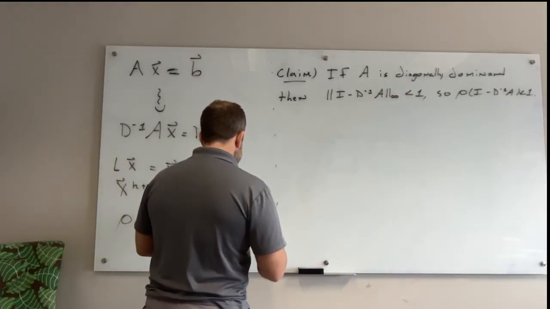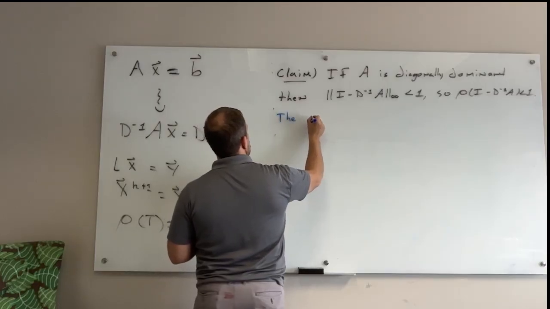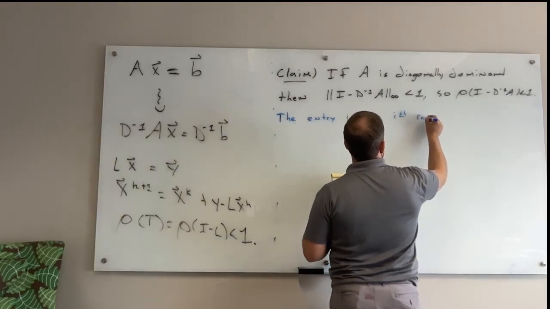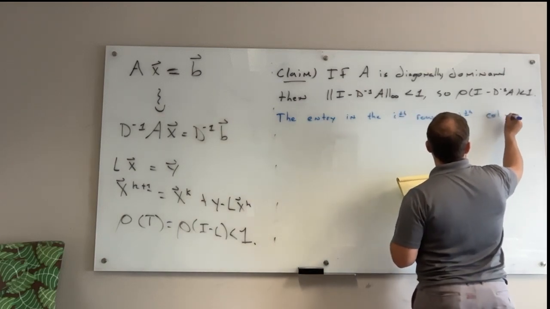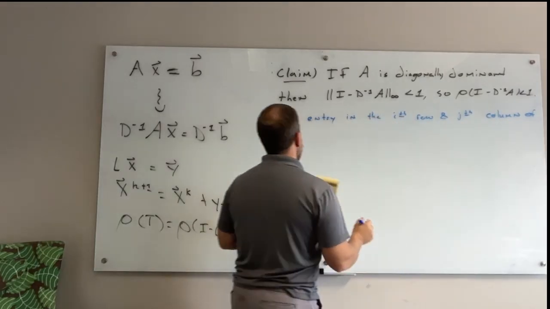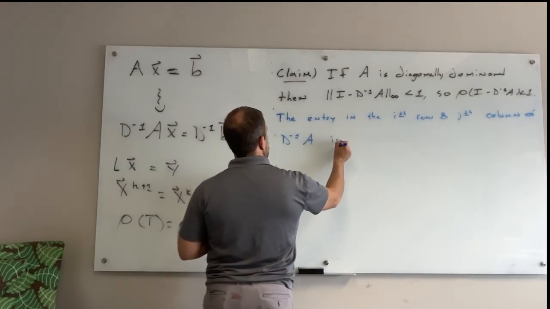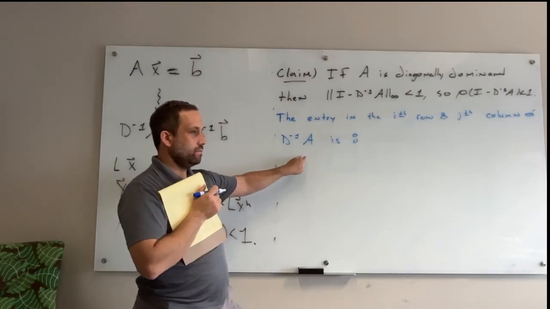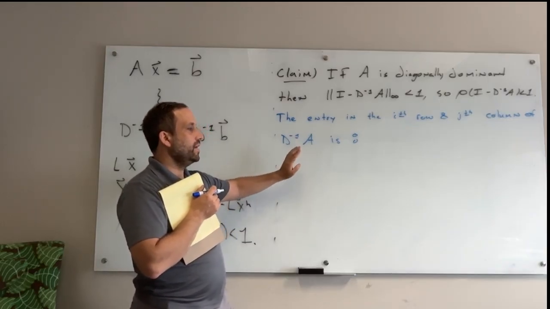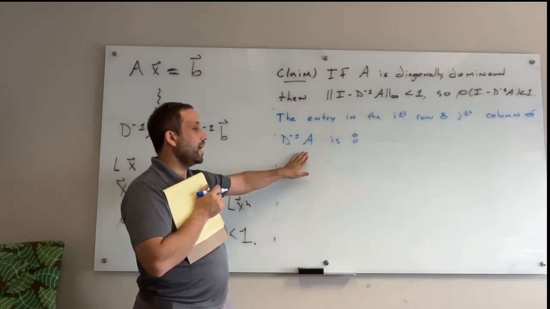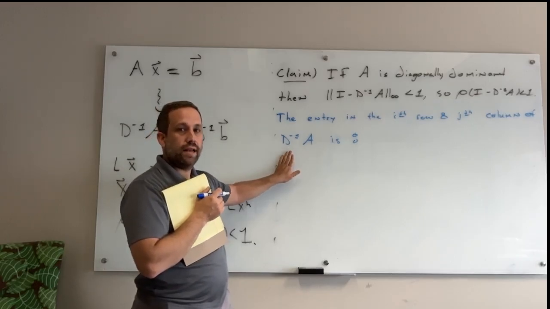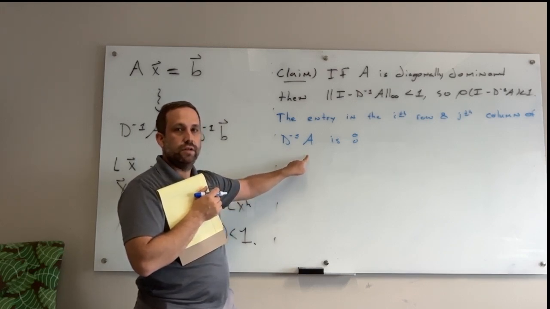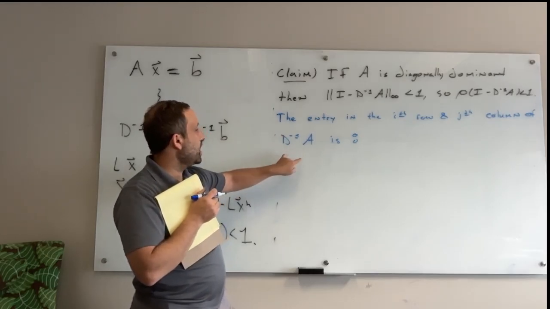Okay, so what this tells us is that the entry in the ith row and jth column of D inverse A is, okay, so we want the ith row and the jth column of D inverse times A. If we are looking in the jth column, it means we're going to be thinking about the jth column of A. Because remember, the way we define the matrix product, the jth column of the product is going to be the left matrix times the jth column of the right matrix.